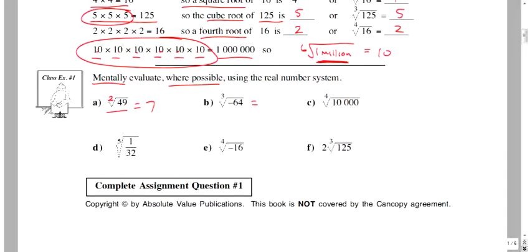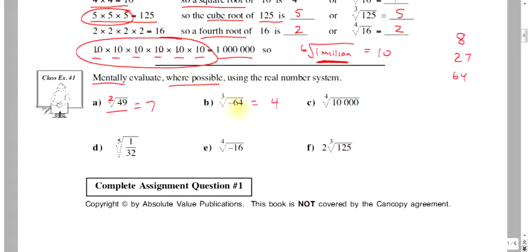Do we have a table for perfect cubes? Remember I pointed it out yesterday? Put a little post-it there. You're going to want to refer to that for the next few days, okay? But how hard is it to make your own table? 2 times 2 times 2, 8. 3 times 3 times 3, 27. 4 times 4 times 4, 64, okay? The cube root of 64 is 4.